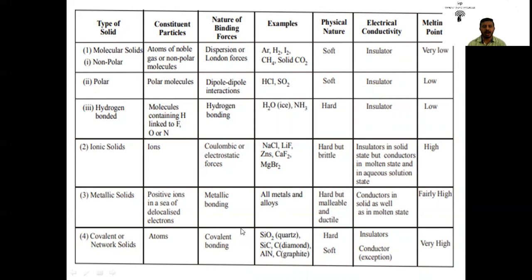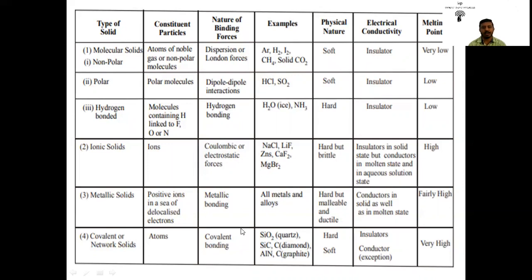Physical nature: they are hard compared to the other two types of molecular solids, they act as insulators, and they have a low melting point. Then the second type is ionic solids. The constituent particles are anions as well as cations, and the force of interaction is the ionic bond, which is also known as Coulombic or electrostatic force of interaction.